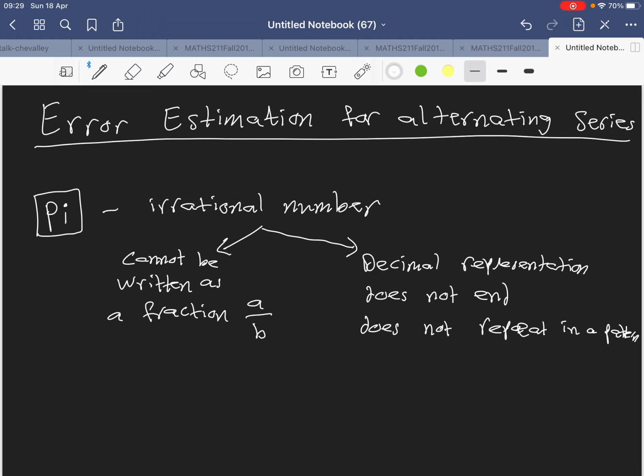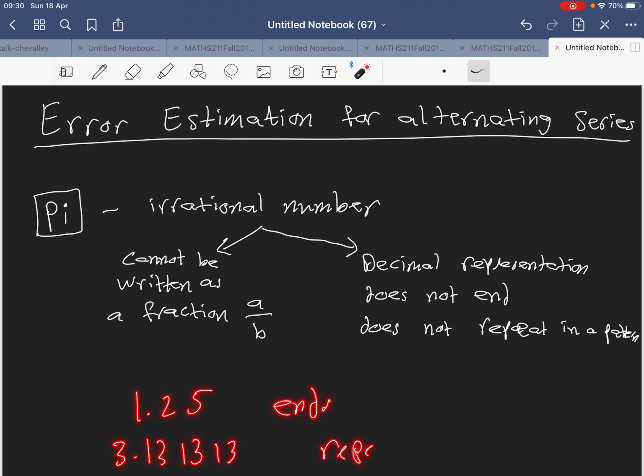It's not like when I say 3.33333, this is just a repetition of the 3 in a certain pattern. Or if I say 1.25, this is an ending one. So when you say 1.25, this ends. Or when I say 3.131313, this repeats in a pattern. Now for pi, none of them happens. It does not end, does not repeat in a pattern, so we cannot really find the exact value, and we cannot write it as a fraction. So we call it irrational.